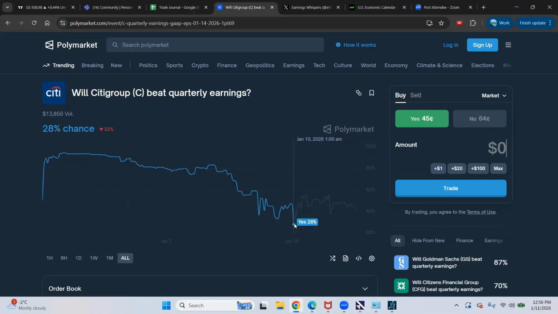This is where, yes, we were speaking right around here, around 2 p.m. or so on the 9th. And we've come back up a little bit to 43%. I mean, this is not a heavily traded contract. It's only got $13,000 in volume, but I do find it interesting that this has taken such a dive.